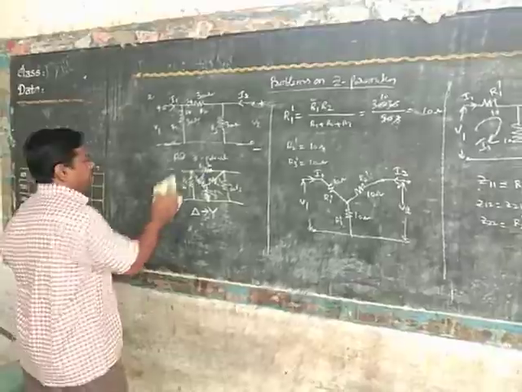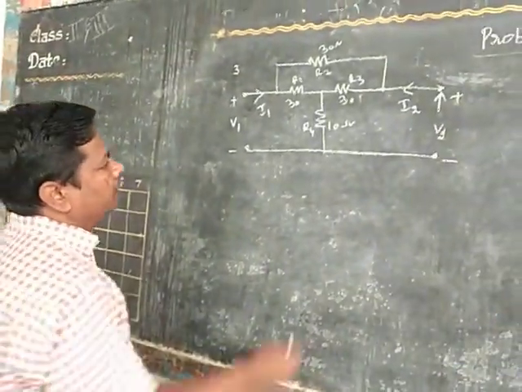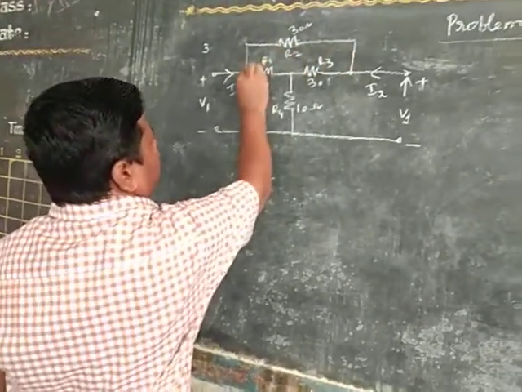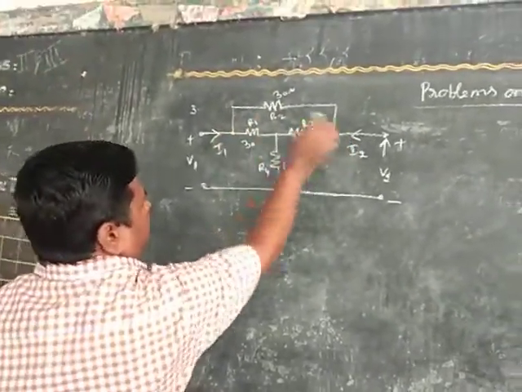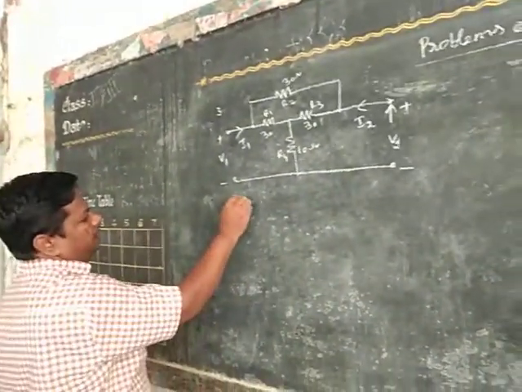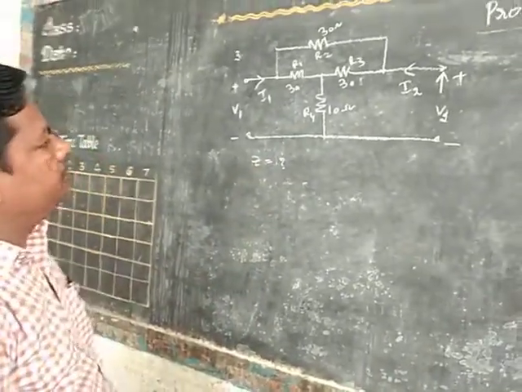Third problem. Observe this network. This is one T network. Again here one more resistor is connected from this node to this node. Then again, how to find Z parameters? The question is Z parameters.